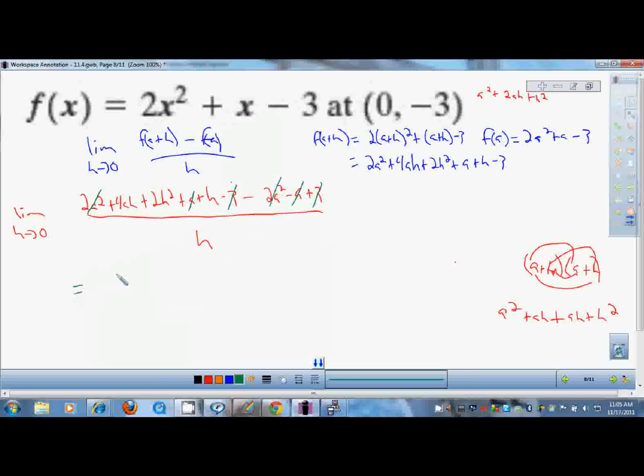What does that leave you with? That leaves you with 4ah plus 2h squared plus h over h. What factors out of the top if you did it right? An h, and it should always factor out of the top. You're left with 4a plus 2h plus 1. I'll stop right there.